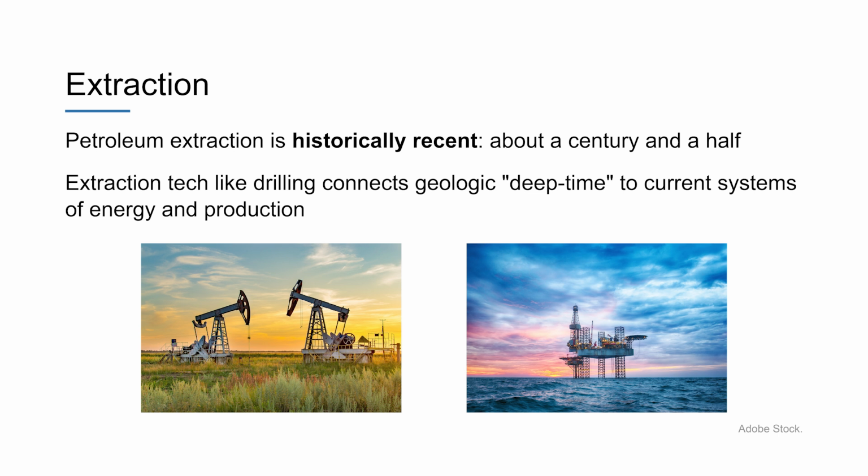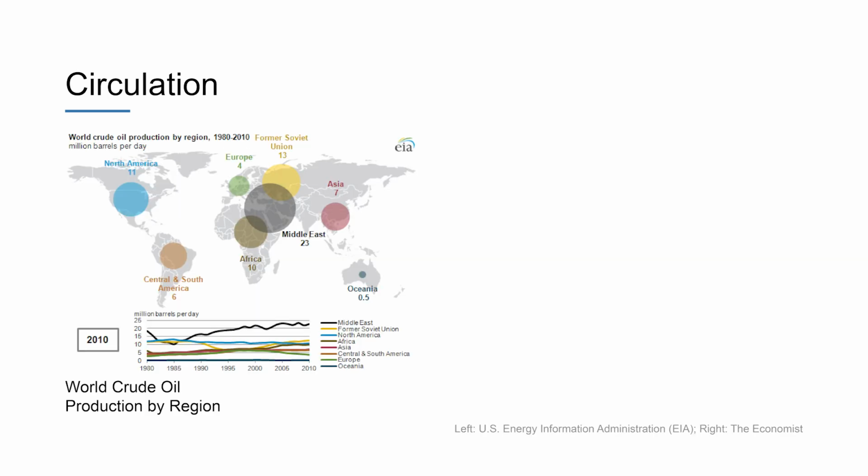Pictured here are two forms that drilling can take. On the left are oil rigs on land, and then on the right is what oil rigs at sea usually look like. Because petroleum forms under specific conditions, it is found and extracted in specific places. So this is a map of oil-producing regions around the world, centered in areas that were once underwater.